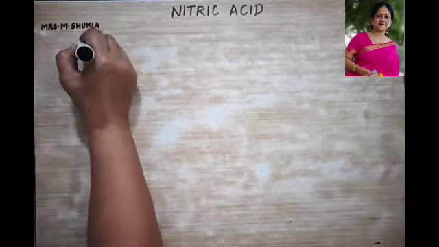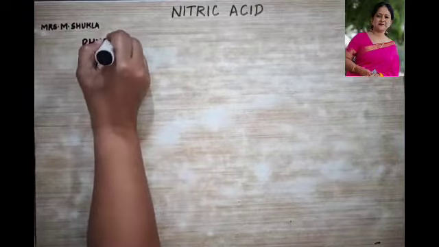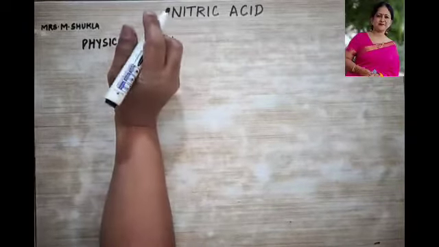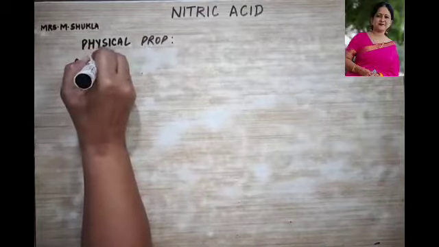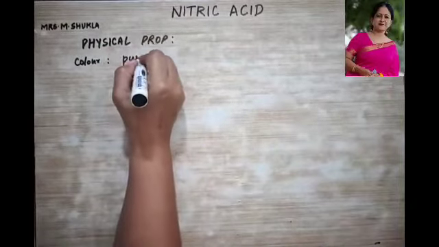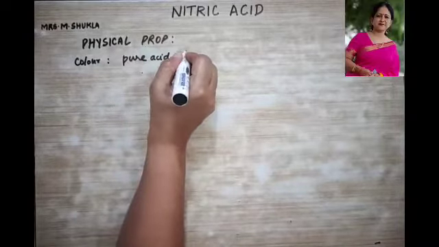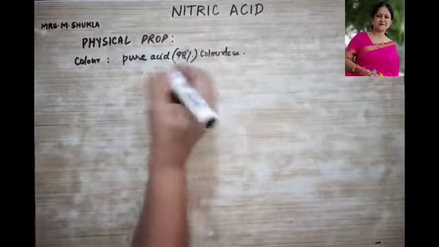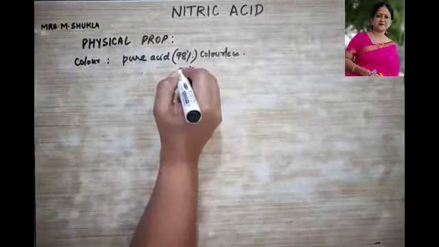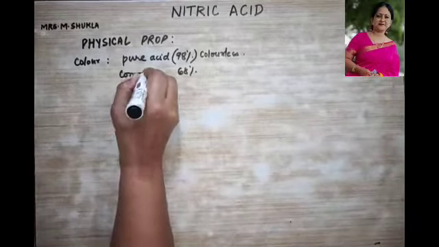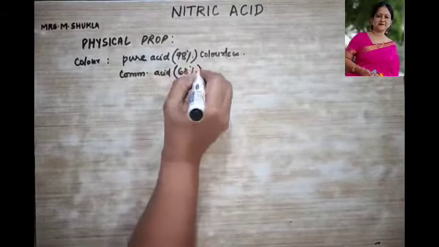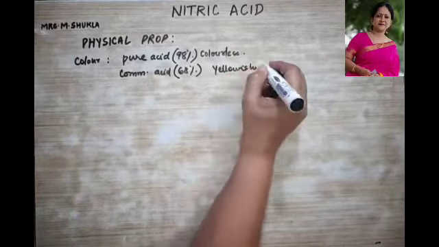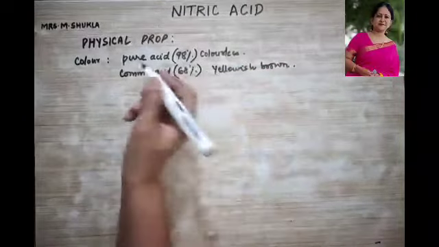Now let us begin with the physical properties of nitric acid. What do we know about the color? Pure acid, which is 98% purity we are talking about, is always colorless. But the 68% that is obtained is called the commercial acid, and this is always yellowish brown in color.